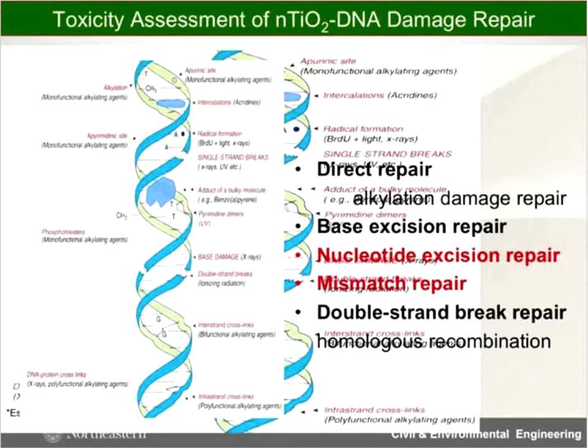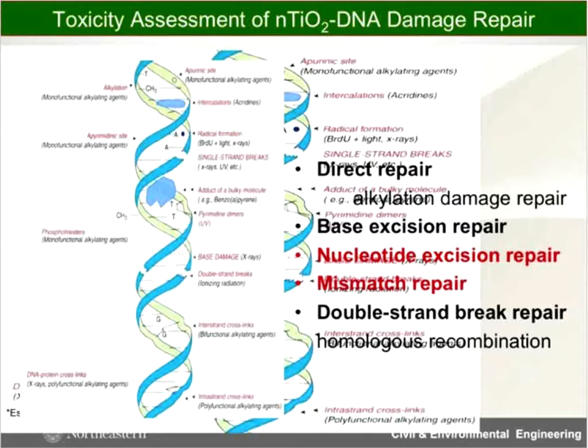The key information from this slide that I want to go over with you is that DNA damage is actually a very complex process. If you look at basic toxicology or genetic toxicology, there are many different ways DNA can be damaged: single-strand damage, double-strand damage, dimer formation, alkylation, and a long list of others. And depending on the way it's damaged, there are also many ways DNA can be repaired.